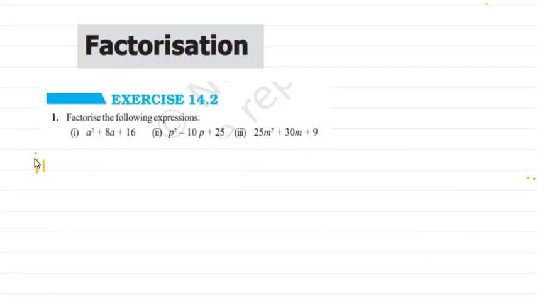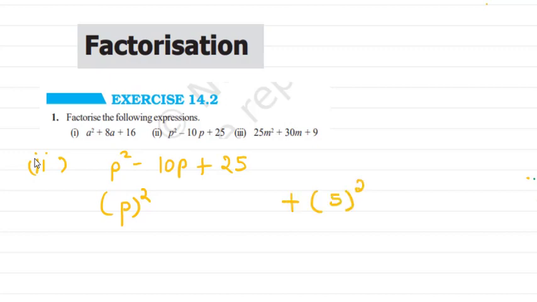Now I'm taking the second question here. The second question is p square minus 10p plus 25. Here you can see p square is the square of p, so your a is p, and then 25 is the square of 5. So here a is p and b is 5. Now the minus sign is there, leave it. So twice of a, in the place of a I'm writing p, and here 5.